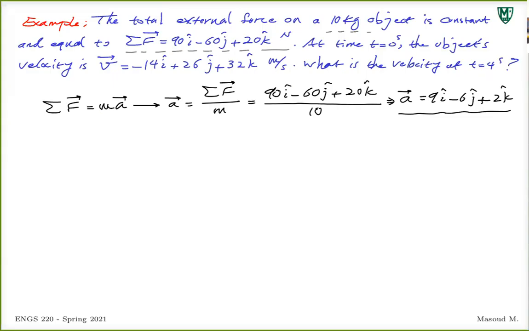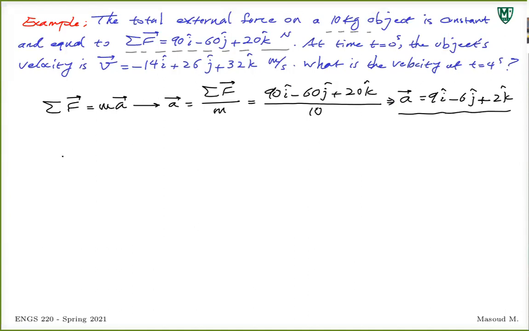We do have the acceleration, so don't get lost in what is going on here. We have an acceleration represented in Cartesian coordinate system, and it's a constant acceleration. 9 is the component in the x direction, minus 6 is the component in the y direction, and 2 is the component in the z direction. It's not a function of time. Remember, we said acceleration can be a function of time, a function of velocity, constant, or a function of position. This is basically just a constant acceleration.